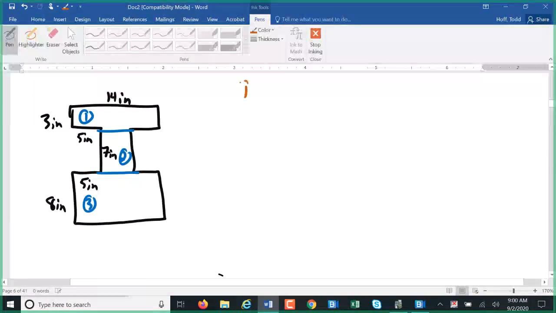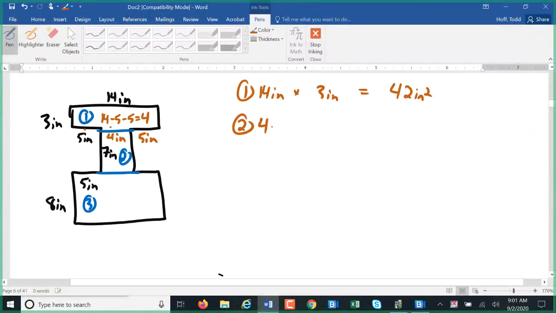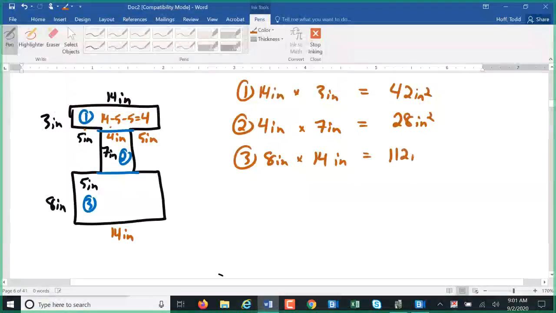Piece 1 is 3 by 14. 14 inches times 3 inches, 42 inches squared. Piece 2 there is 7 by, I need this dimension here. Well, I said assume it's symmetrical, so if this is 5 and this is 5, I have 14 minus 5, and minus another 5 makes that 4 inches. That piece there is 4 inches by 7 inches, 28 inches squared. And finally, piece 3, well, this is still 14 inches down here because pieces lined up. This is going to be 8 inches by 14. 8 times 14 is 112.